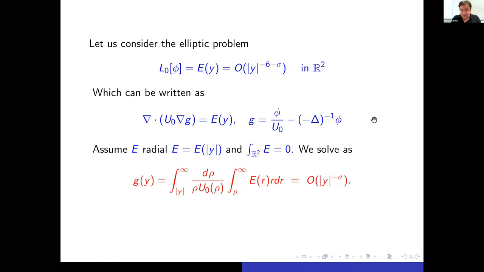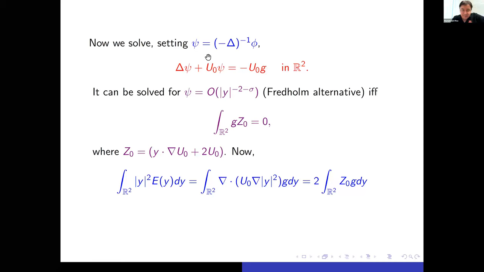In reality, what you see then is that psi, which is the inverse Laplacian of phi, must satisfy this equation. What is this? This is the linearization of the Liouville equation around the bubble u zero. It turns out that what you have to solve for psi is this, with u zero g on the right-hand side, and psi will be bounded. You can only find a bounded solution to this equation, using the Fredholm alternative, if the right-hand side is orthogonal to the bounded element in the kernel of this operator. That orthogonality condition leads you to this: the integral of g times Z naught has to be zero, where Z naught is this function, which is the generator of the group of dilations for U zero.